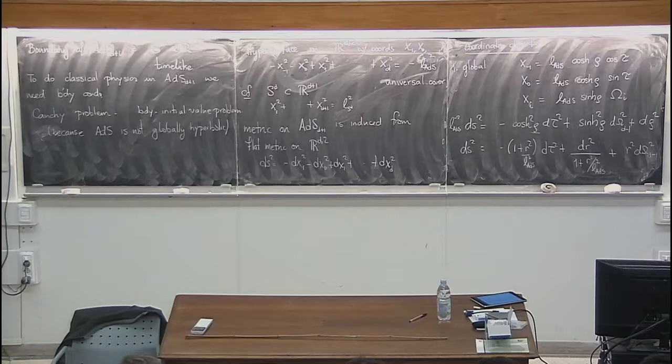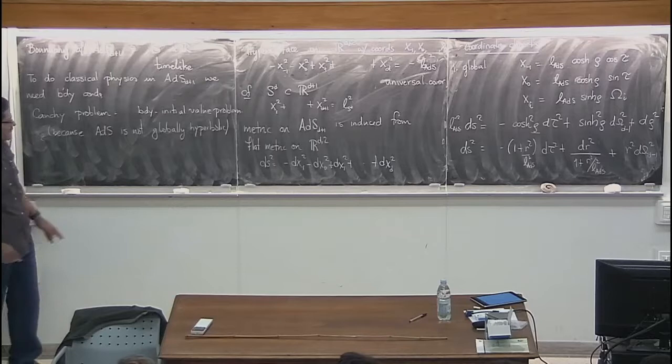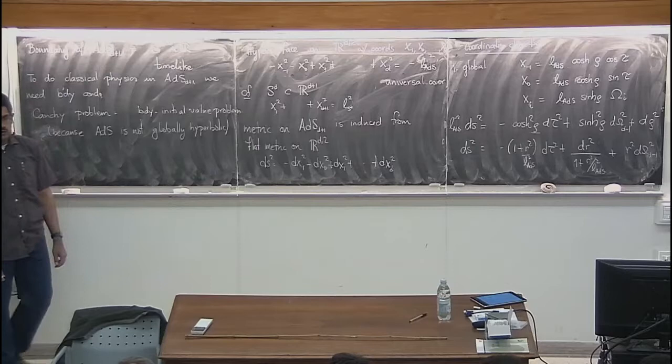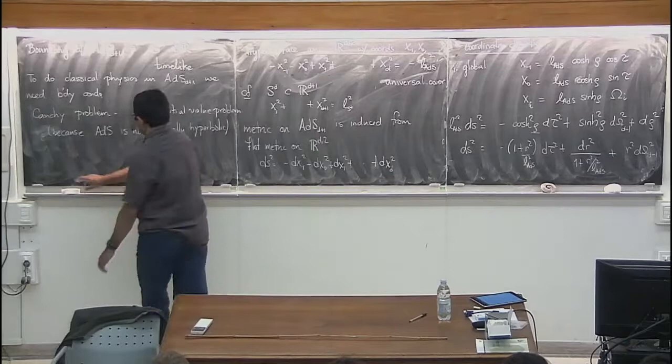If you don't know what globally hyperbolic means, don't worry about it. A globally hyperbolic space-time has a well-defined Cauchy problem without giving boundary conditions. That's an achronal space-like slice, but you'll see the statement in the literature, which is why I want to mention it.